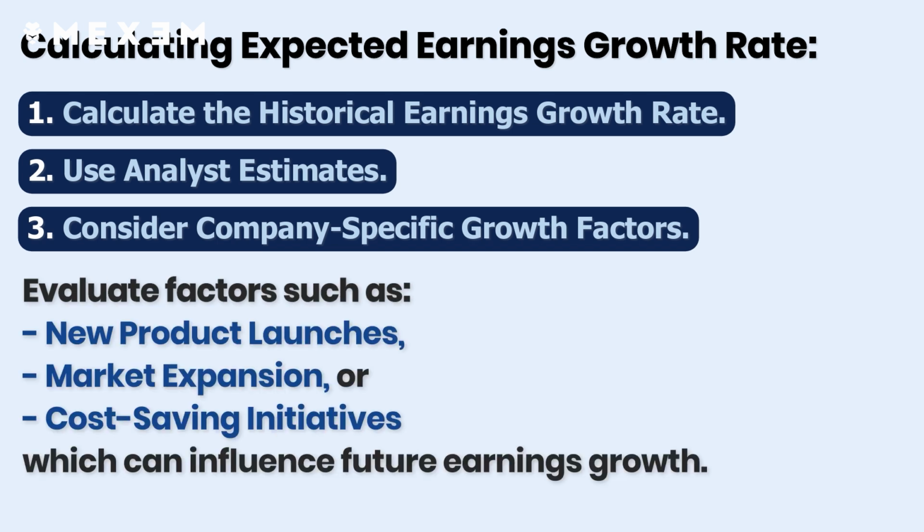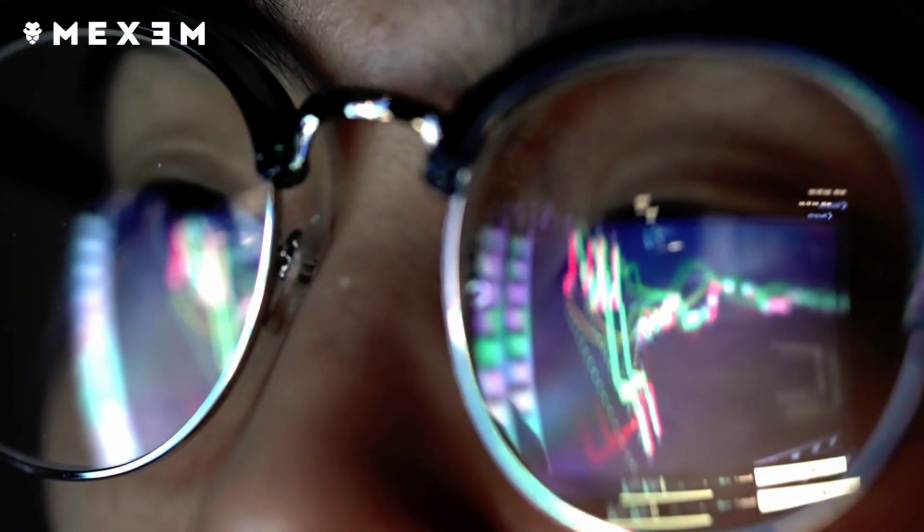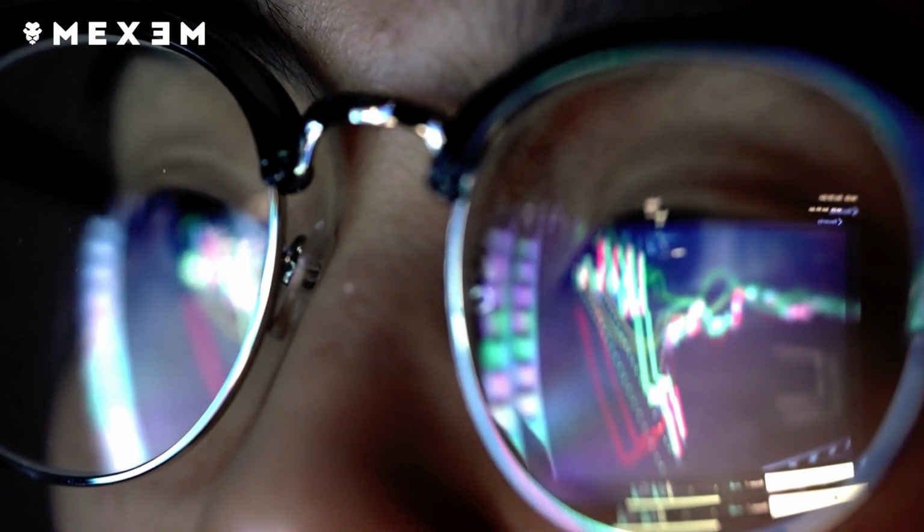3. Consider company-specific growth factors. Evaluate factors such as new product launches, market expansion, or cost-saving initiatives which can influence future earnings growth. These should be considered alongside the historical growth rate and analyst estimates to get a comprehensive view of the company's growth potential.